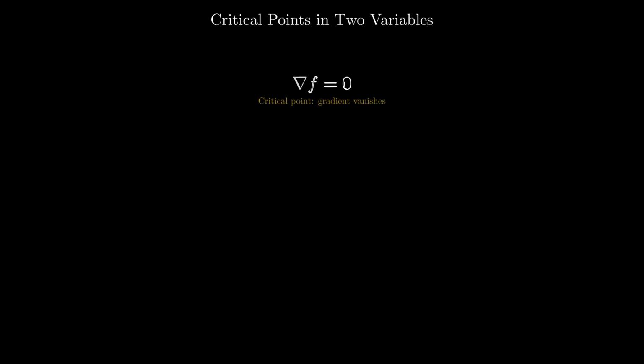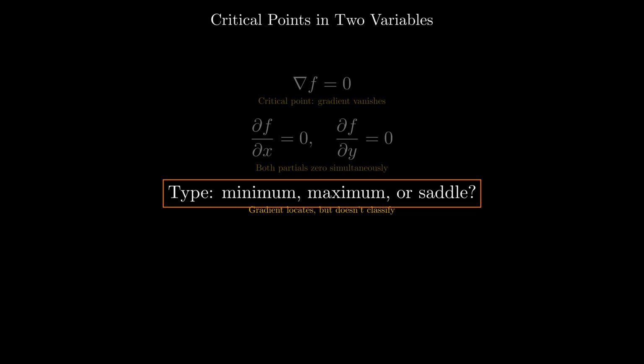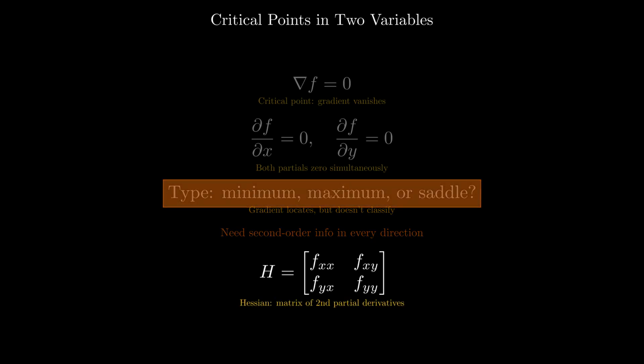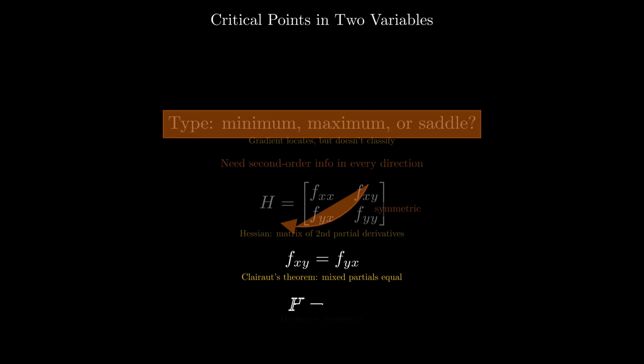A critical point of f of x and y is a place where both partial derivatives vanish at the same time. In other words, the gradient is 0. That locates the candidate point, but it doesn't tell you what type it is. It could be a minimum, a maximum, or a saddle, where the surface curves up in one direction and down in another. To classify it, we need second-order information in every direction. All of that information lives in the Hessian, a square matrix whose entries are all the second partial derivatives. For two variables, it's a 2 by 2 matrix, and it's symmetric because the mixed partials are equal.